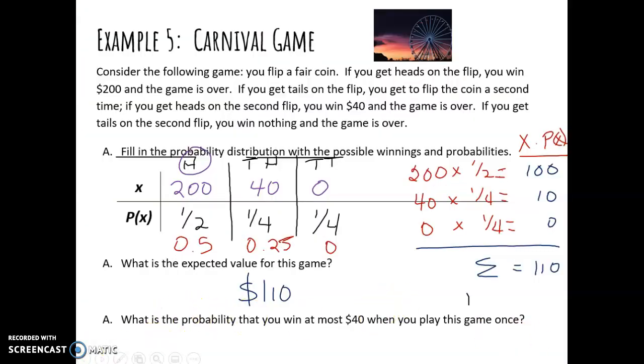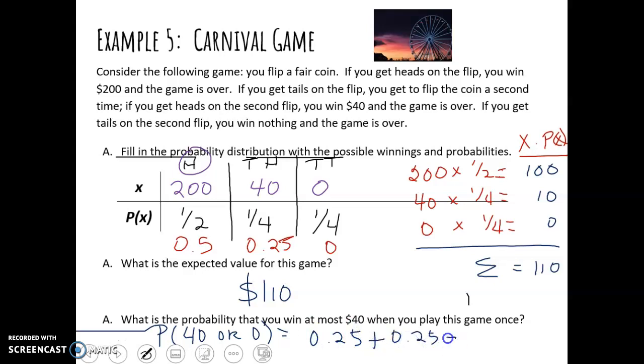Now look at this next question. What's the probability that you win at most 40? So you could win 40, or you could win nothing. That's at most 40. That means no more than 40. So what's the probability of winning 40 or 0? You're just going to find the probability that you win 40, which is 0.25, and the probability that you win nothing, which is also 0.25, and add them together. That's 0.5. So the probability that you win at most $40 is 0.5.